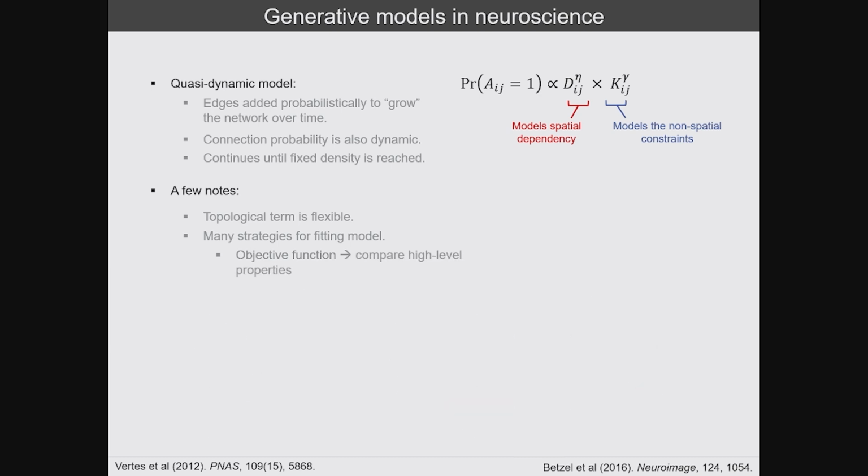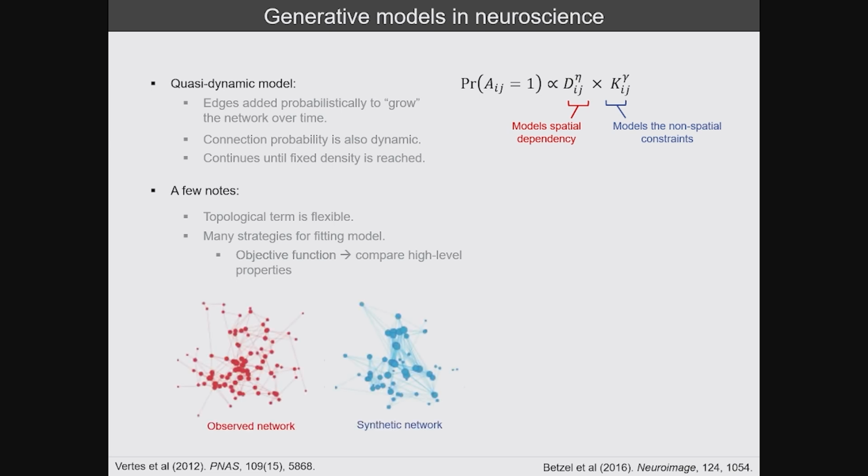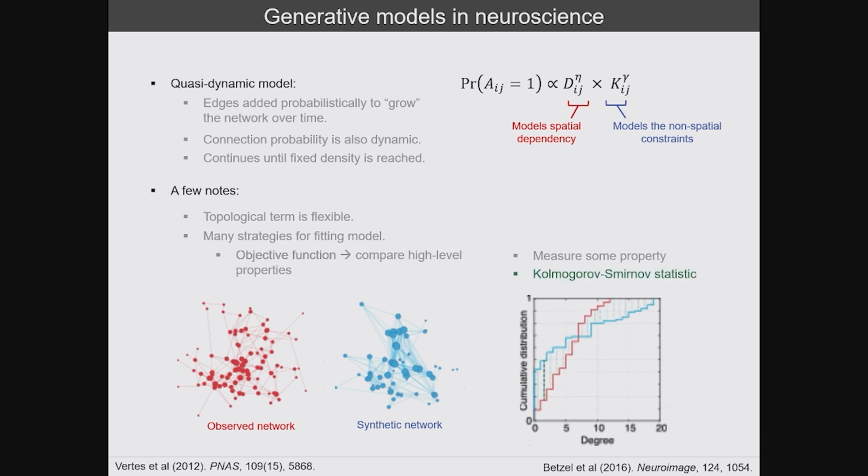What's an alternative possibility? Is to compare the high-level properties of your network. Take your observed network and your synthetic network generated by the model, measure some property like degree, and here what I'm computing is the cumulative distribution function, the empirical cumulative distribution. And we can measure how far apart these two distributions are in a really simple way. The Kolmogorov-Smirnov statistic, it's literally the biggest gap between their two cumulative distribution functions. This KS statistic has got a lot of usage in the generative modeling field. It's not perfect, it's heuristic, but it's a simple way to compare two networks based on some high-level properties.